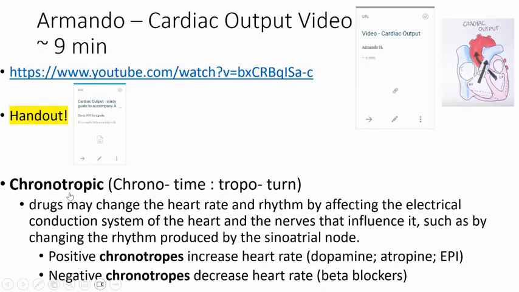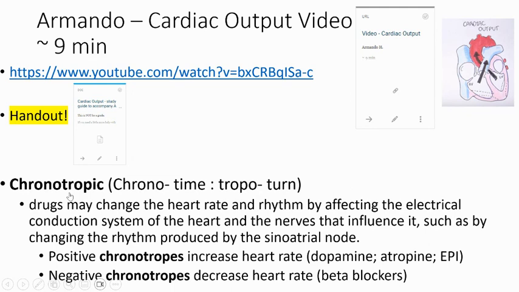So a chronotropic drug is a drug that's going to change the heart rate and rhythm by affecting the electrical conduction system. That's what we talked about previously. And the nerves that influence it. Again, that's part of the conduction system. And it's going to change the rhythm produced by that sinoatrial node.